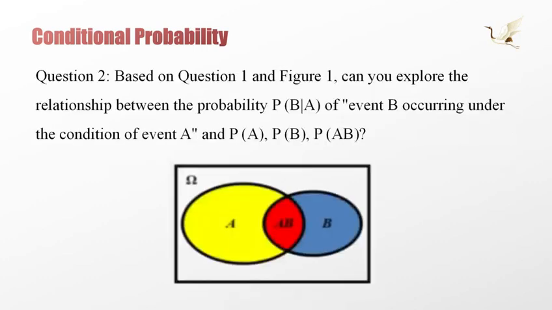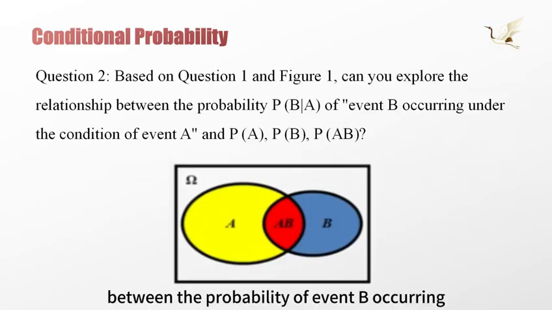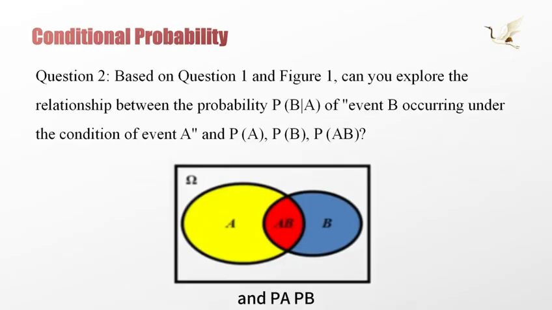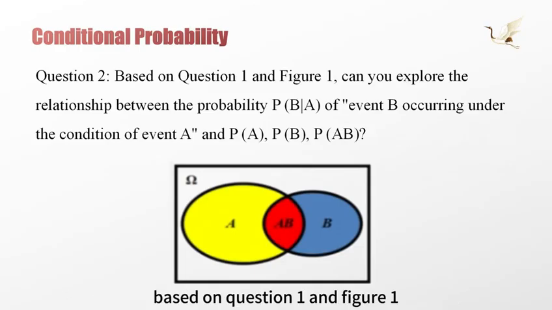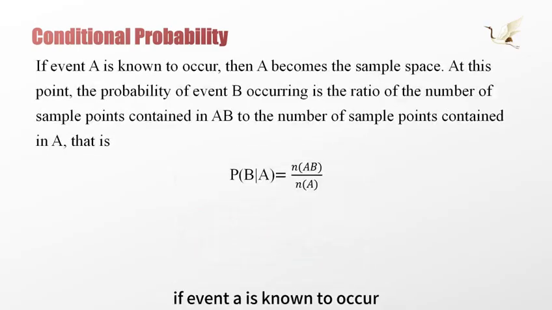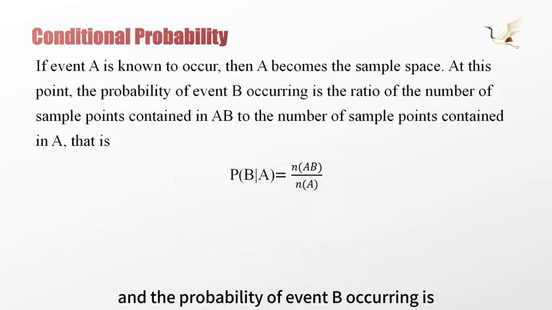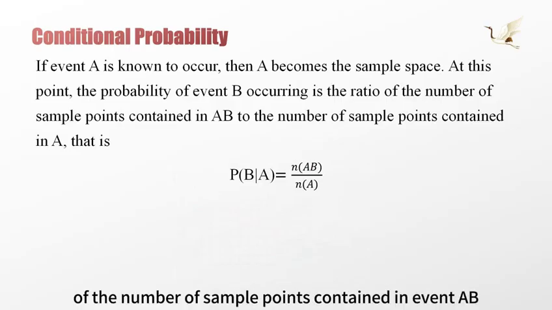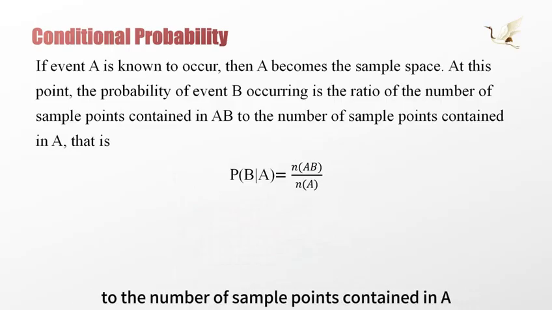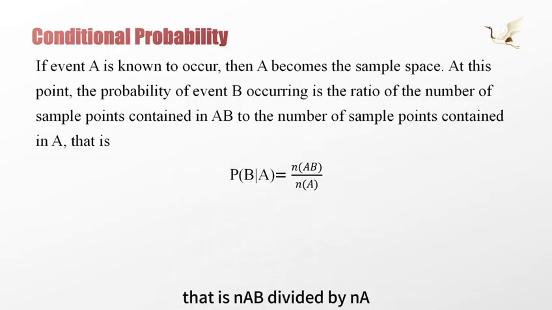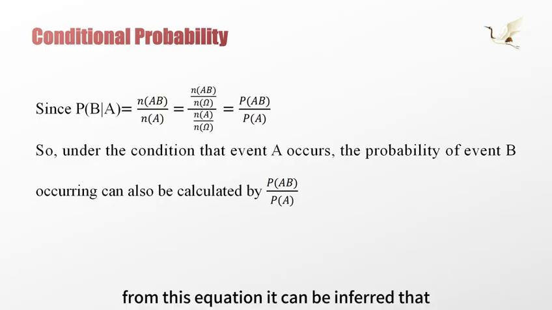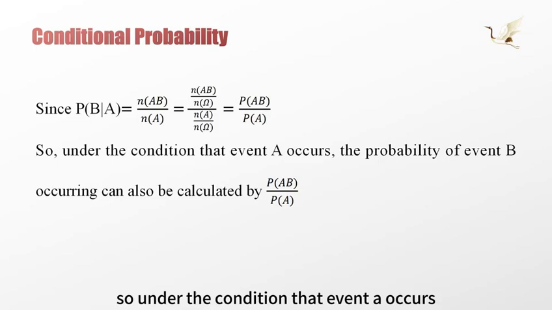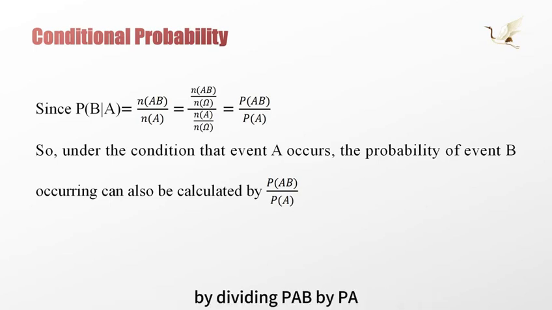Calculate in this way. Can you explore the relationship between the probability of event B occurring under the condition that event A occurs, and P(A), P(B), and P(AB), based on question 1 and figure 1? If event A is known to occur, then A becomes the sample space, and the probability of event B occurring is the ratio of the number of sample points contained in event AB to the number of sample points contained in A, that is, N(AB) divided by N(A). From this equation, it can be inferred that under the condition that event A occurs, the probability of event B occurring can also be calculated by dividing P(AB) by P(A).